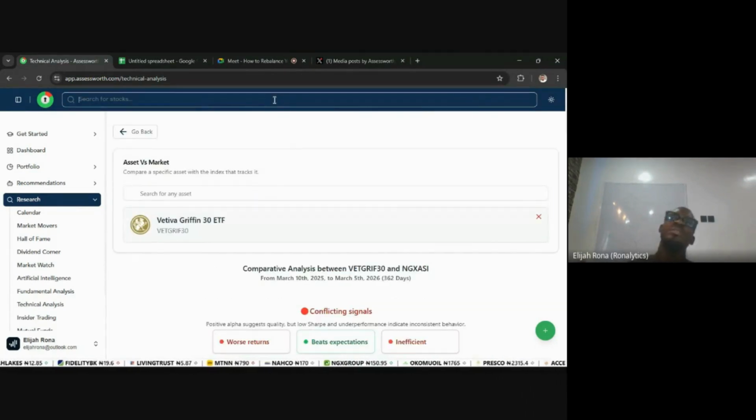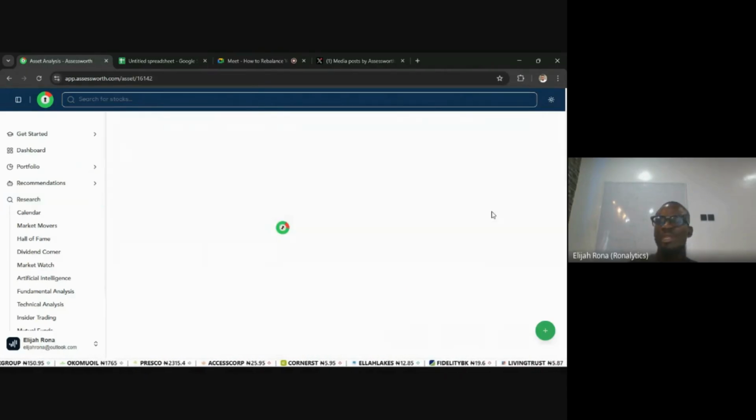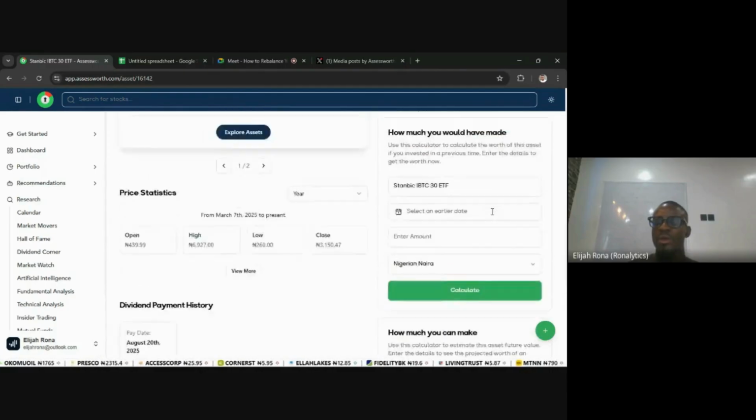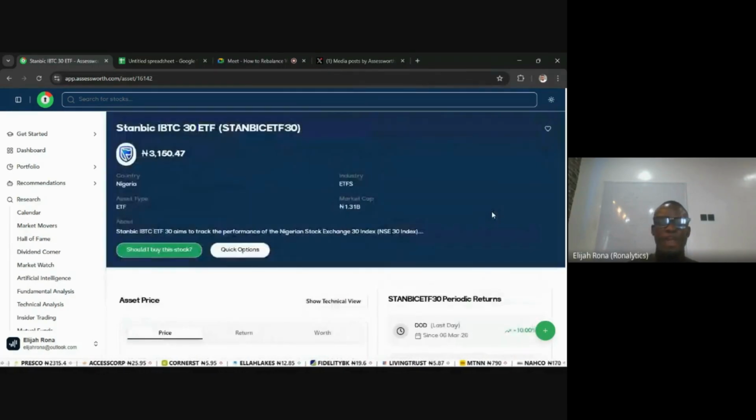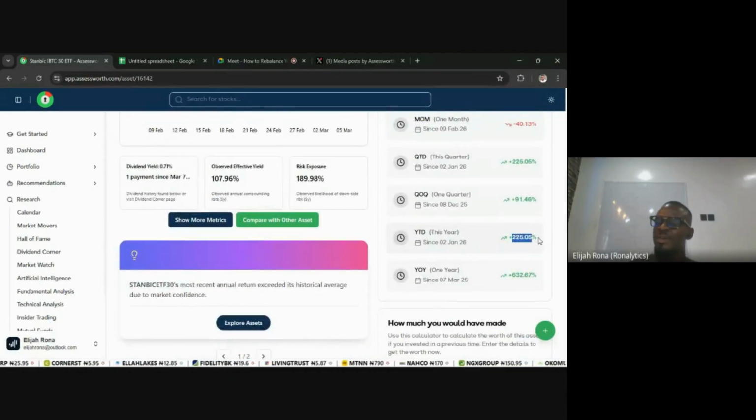Even going, because I think this year the NGX All Share Index has returns close to or around 25% or so. I don't have the figure. But when you search for maybe this Stanbic ETF, look at it year to date. Year to date, you are seeing 200 and something. So this doesn't make sense.